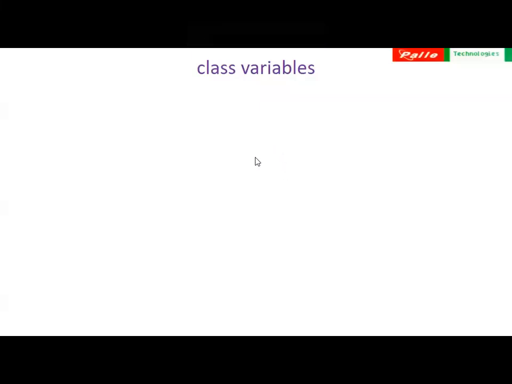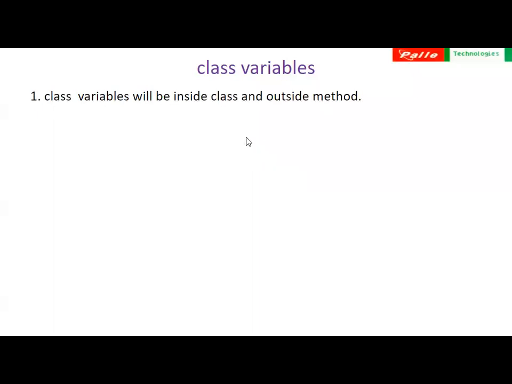So what is a class variable? Inside the class, outside the method. So how do we access class variables? We have to access class variables only with the class name, whether inside the class or outside the class. You have to access them through the class name only.